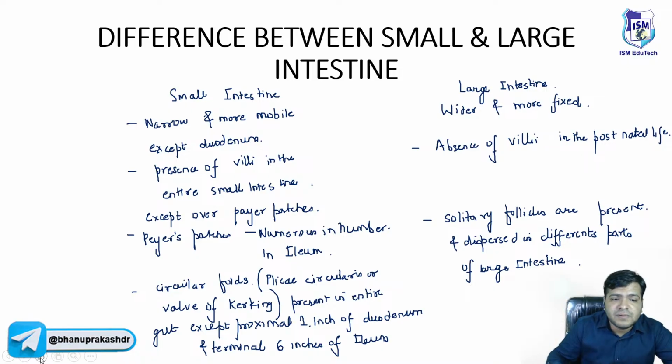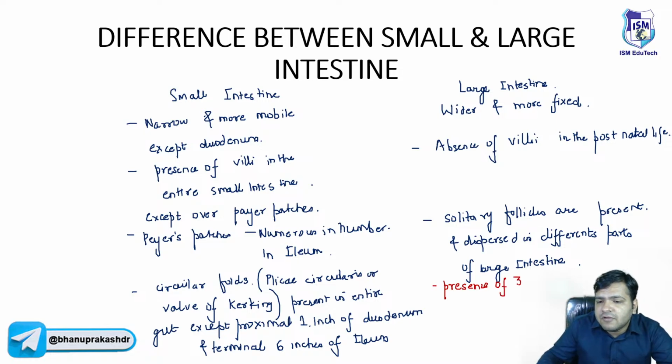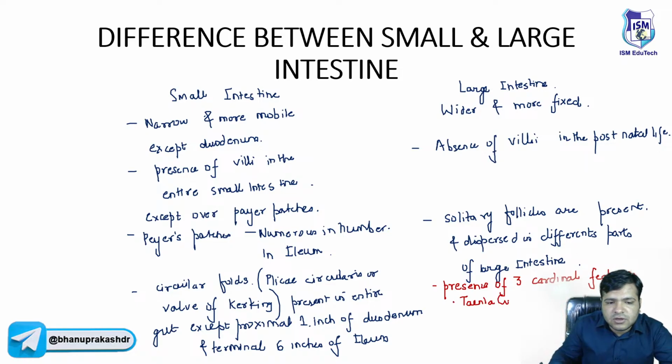Whereas in the large intestine, beta, we have the presence of three cardinal features, specific features which are limited to the large intestine only. We have taenia coli. We have sacculations. Sacculations means bag-like structures. I will be discussing this.